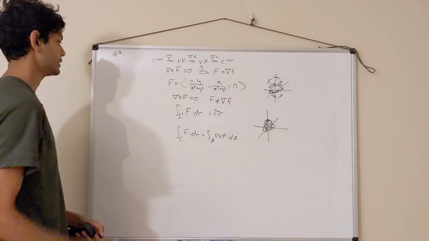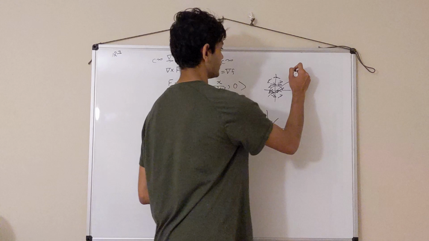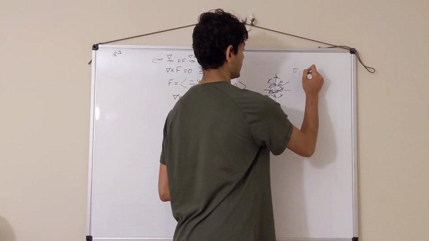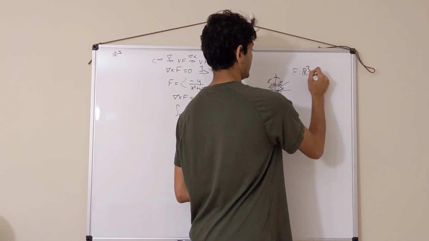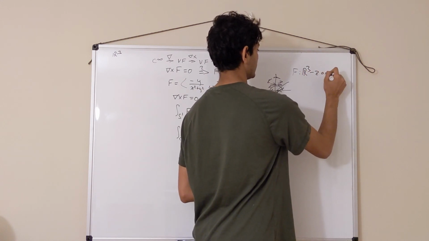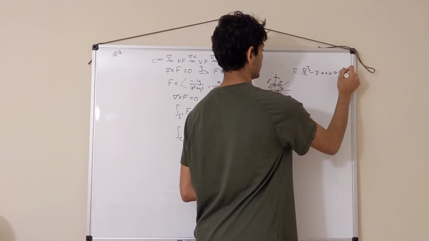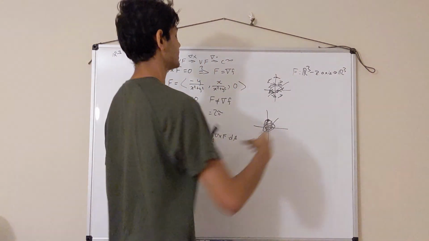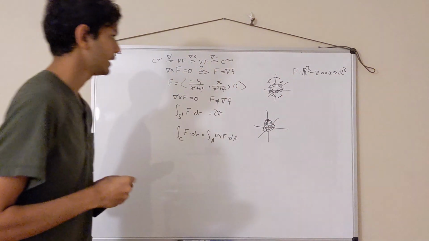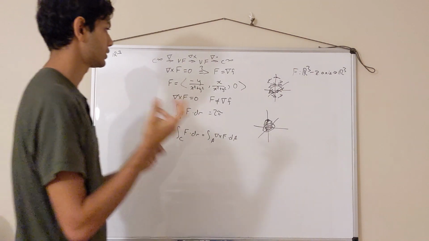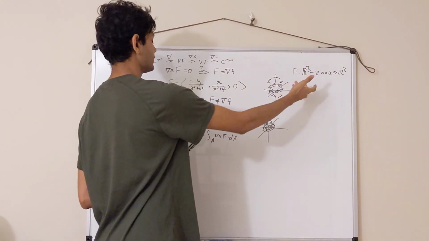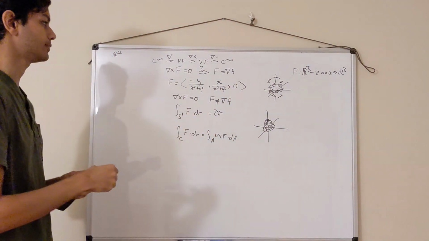So what we have here is that f is a vector field from R3 minus the z-axis to R3. So you choose some point on R3 minus the z-axis and map it into R3. And this vector field has 0 curl but is not the gradient of some function.